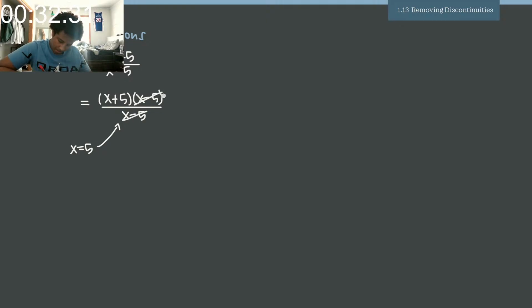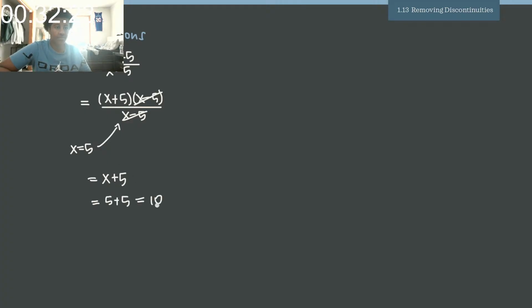But if we cancel out this factor, then we're just left with our function as x plus 5. Now we can see that when x is equal to 5, if we substitute that into the function here, we get 5 plus 5, or 10. So we know that if it were not for the discontinuity, the value of the function would be 10 when x is equal to 5.